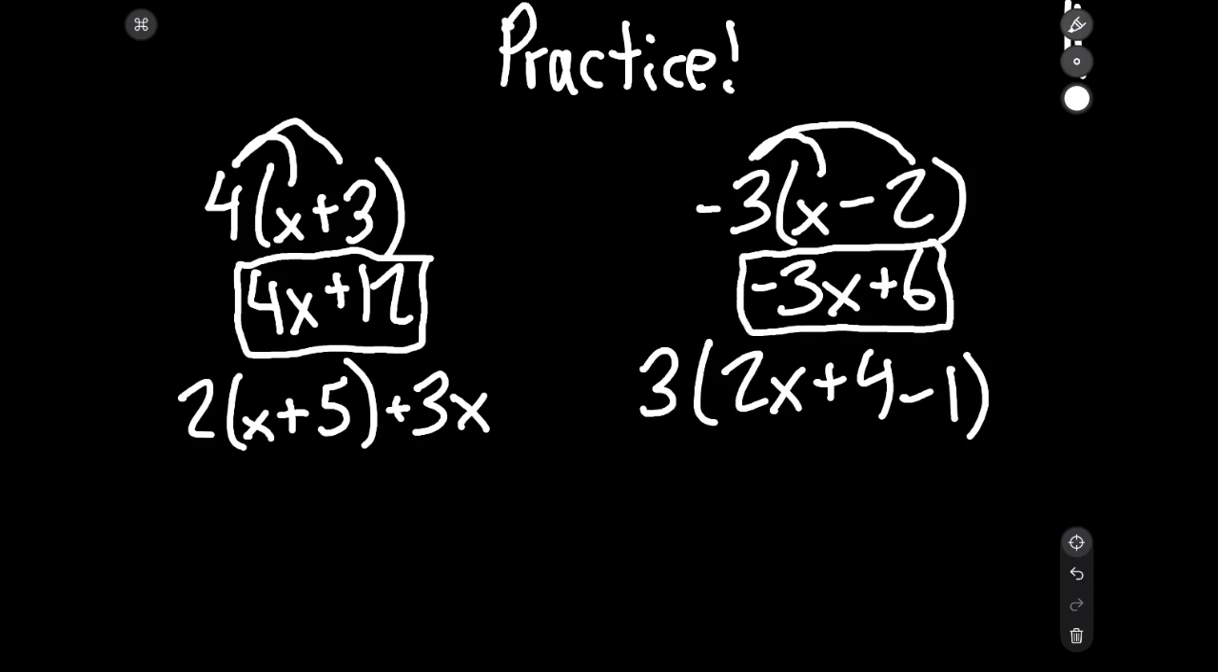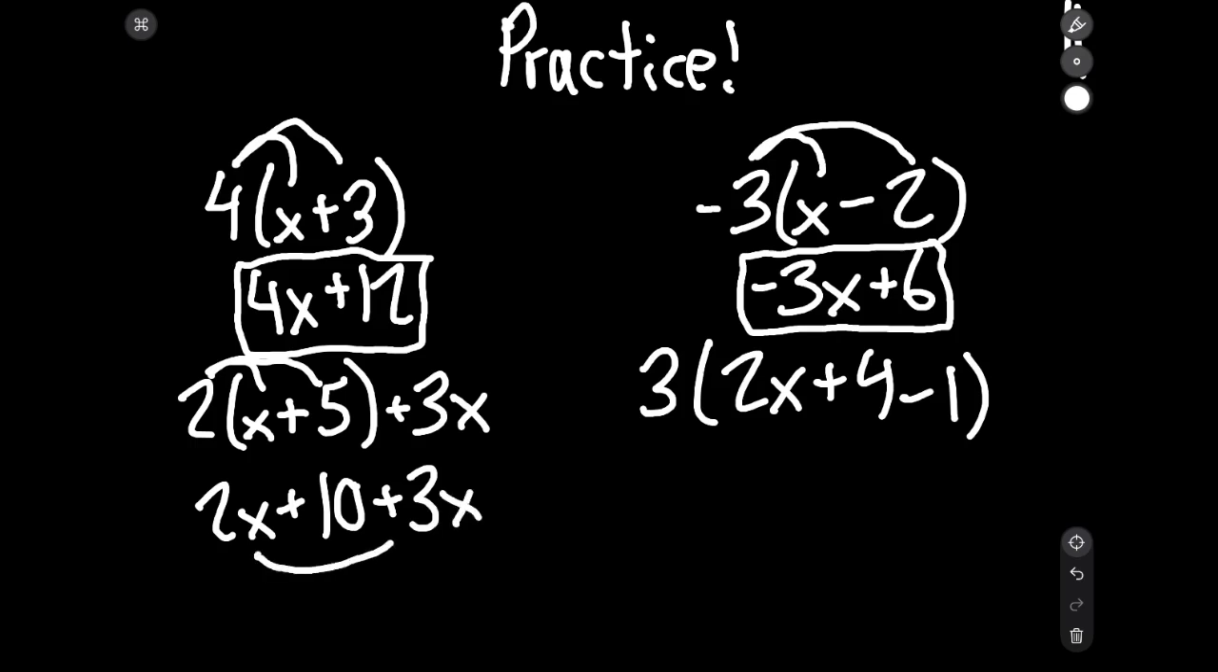For the third one, we must distribute the 2 first into the parentheses. So we get 2 times x, which is 2x, and then we have 2 times 5, which is just 10. So plus 10. And then we just attach that 3x to the end. And since 2x and 3x are like terms, we combine them to get 5x. And then we attach the plus 10 to the end. So 5x plus 10 is our final answer.